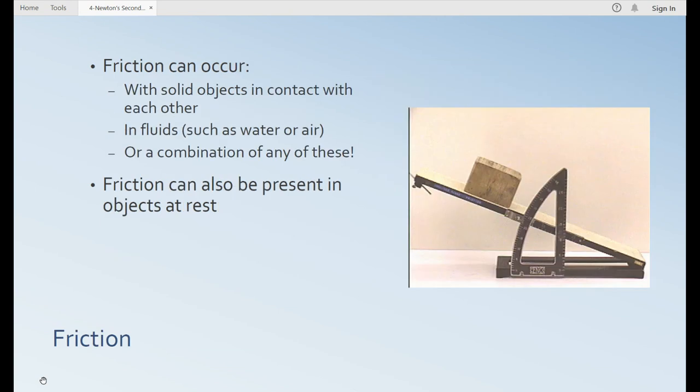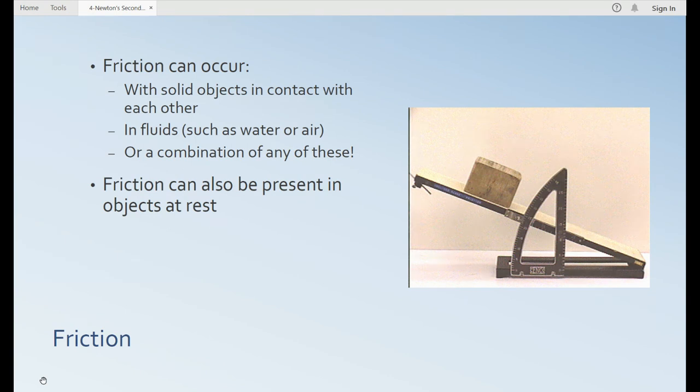So friction can occur with two solid objects in contact, like we saw our two wooden blocks before. Friction can also occur in fluids such as water or air. And if you've ever seen, say, a shooting star, what you've seen is the friction of Earth's atmosphere heating up this little piece of space debris that's entered our atmosphere until it gets hot enough to produce light, and we see it as a shooting star.